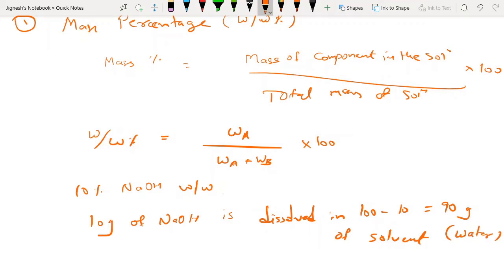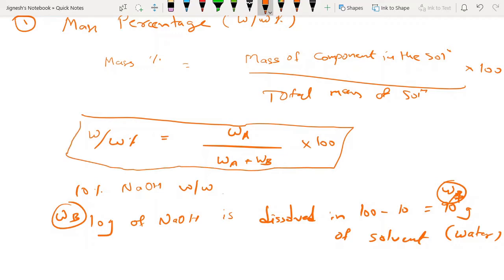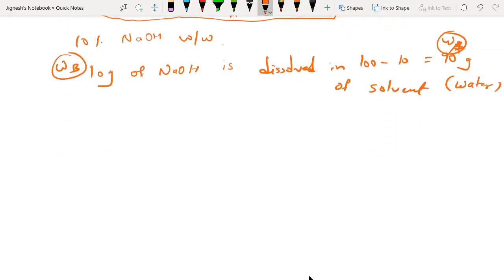So this will be the weight of my solute, which I will write as WB. This will be the weight of solvent, so it will be WA. Keep it in your mind: always the weight of solvent is going to be higher than the weight of solute. So this is the first thing we have said, and this formula is very important to keep in mind. Whenever a percentage sum comes, you have to keep this in mind.